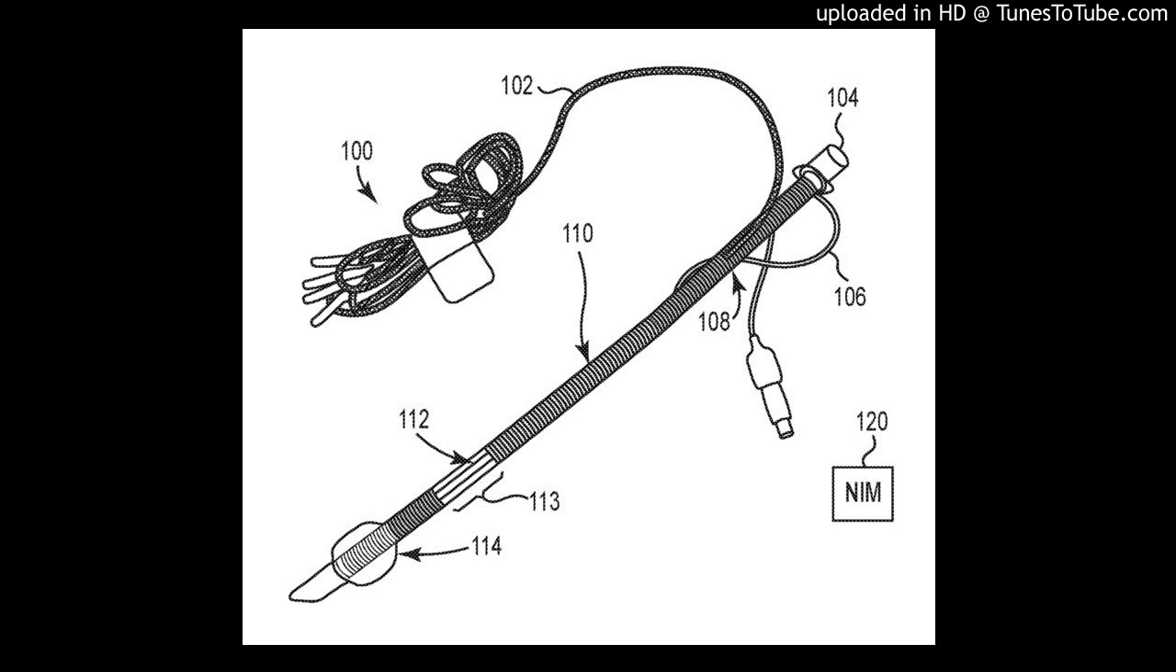Endotracheal tube apparatus. Abstract. An apparatus for monitoring EMG signals of a patient's laryngeal muscles includes an endotracheal tube having an exterior surface. Conductive electrodes are formed on the endotracheal tube. The conductive electrodes are configured to receive the EMG signals from the laryngeal muscles when the endotracheal tube is placed in a trachea of the patient.